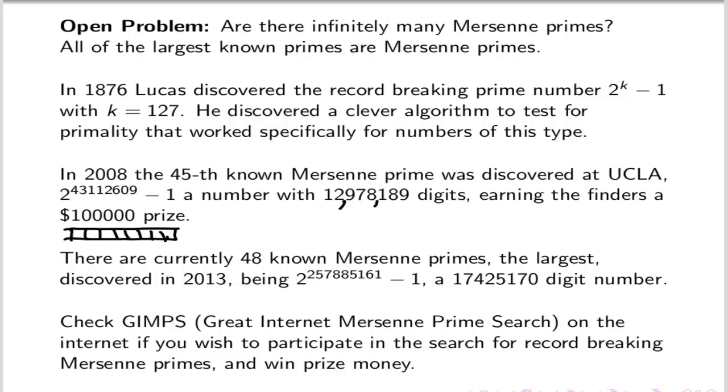So today there are currently 48 known Mersenne primes. The largest one was discovered in 2013. I don't think they gained much prize money on this one, but it's one with 17 million digits right here. If you're interested in being part of the search, check out the GIMPS website, the Great Internet Mersenne Prime Search, on the Internet, and you can participate in just running these algorithms. If you have a PC sitting idle and you want to try to search for the next record-breaking Mersenne prime, you can join this project and try to win some prize money.